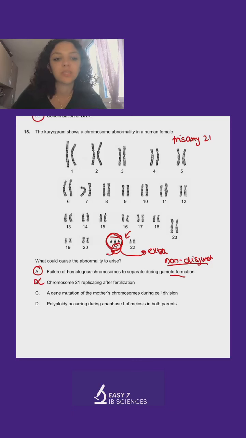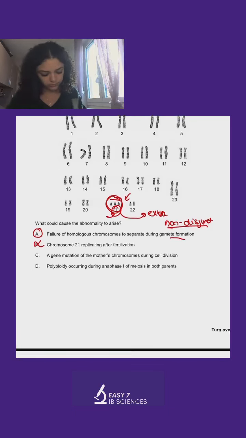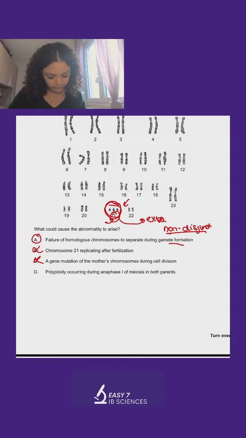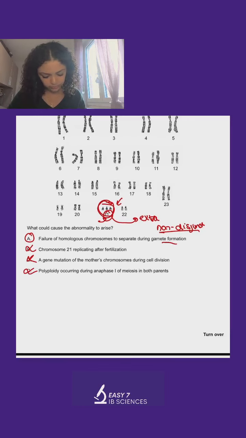Is it only metaphase 1 or can it also happen in metaphase 2? Let me know. A gene mutation of the mother's chromosome during cell division? No, Down syndrome is not caused by gene mutations. Polyploidy occurring during anaphase 1, meiosis in both parents? No. So polyploidy is like saying extra limbs, so no.